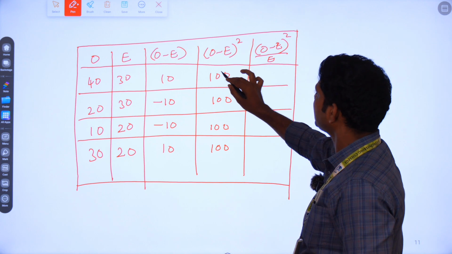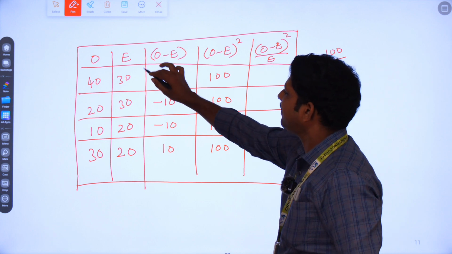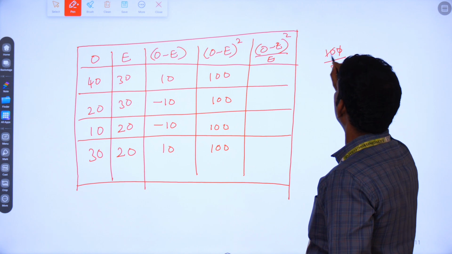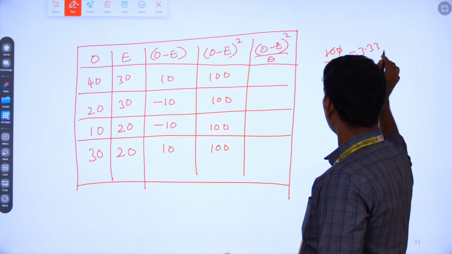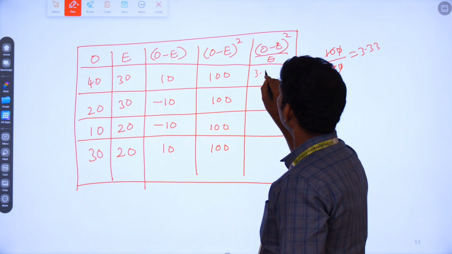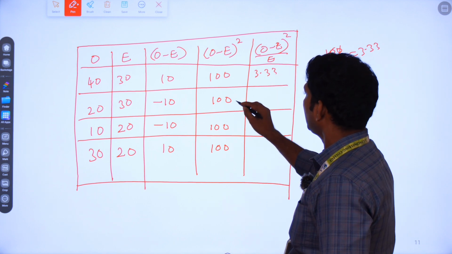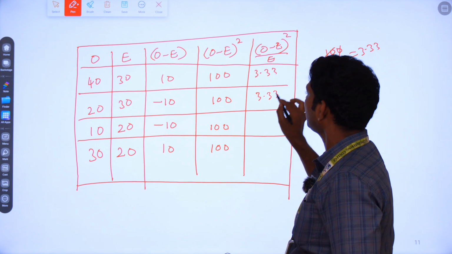First one, observed minus expected, it will be 100, divided by E. Expected value 30. Clearly the 0 will get cancelled, and it becomes 3.33. For more numerical accuracy, we can take only the two decimal places of the value. Again the next one, 100 divided by 30, that also becomes 3.33.